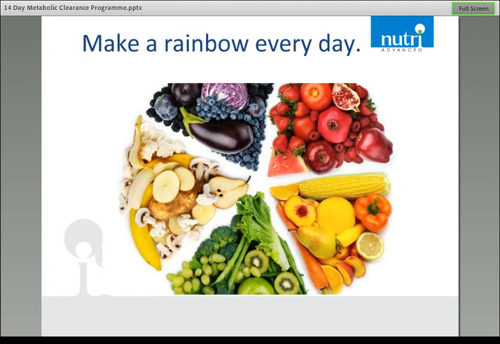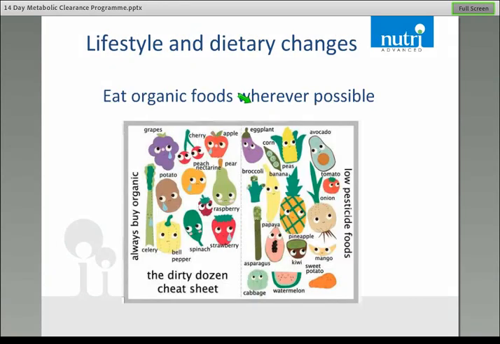Now, it's really important that we take on board a rainbow of colour every day. Look at the plate that's in front of you. Does it include foods that are green and yellow and orange and white and tan and blue and purple and red? Each of those different colours brings different phytonutrients that support the body in a different way. And this is why it's so important to make sure you've got that full rainbow of colour each day.